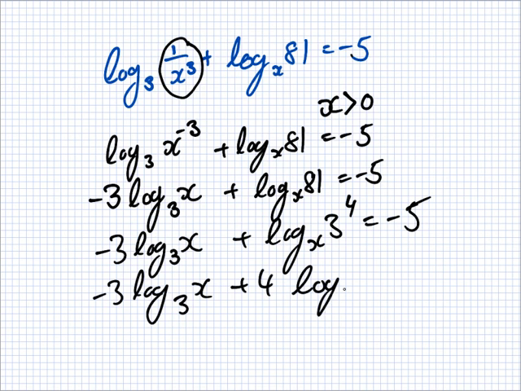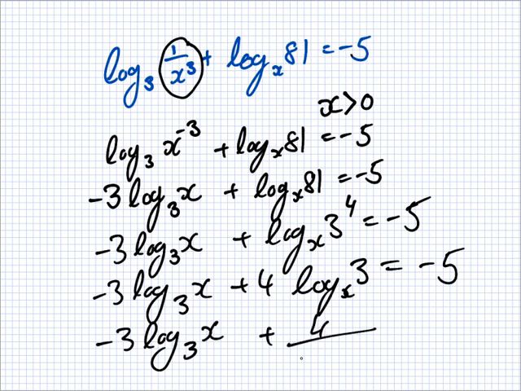Okay, good. We're slowly chipping away at this and making it simpler. What should I do next? Change the base. Now, which rule? The 1 over, yeah, the swap around rule. So this will be minus 3 log base 3 of x plus 4 over log base 3 of x equals minus 5.